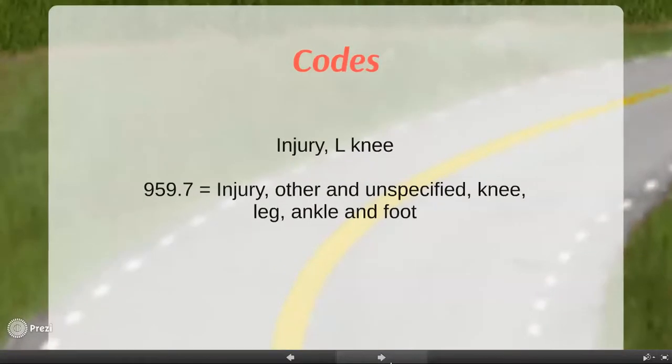So the first code we have to get is the injury to the left knee, right? That code that we're going to come up with is 959.7. Injury other and unspecified knee, leg, ankle, and foot. We can't get any more specific than that because we don't know what the injury actually was. We don't know, did they tear their tendon? Was it a sprain? Was it a fracture? Was it a dislocation? What is the nature of the injury itself? So we have to go with 959.7.